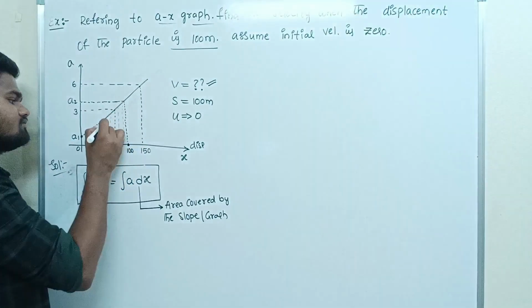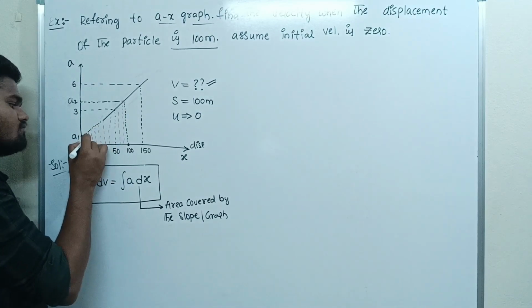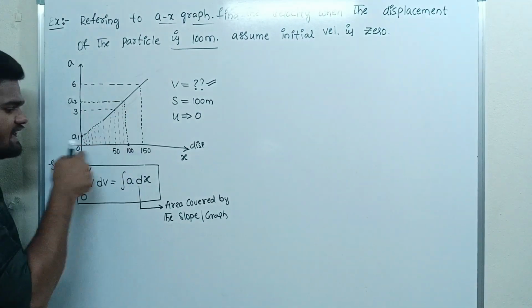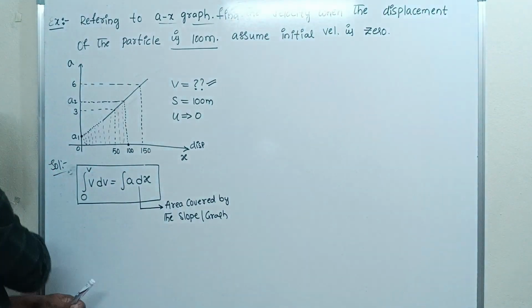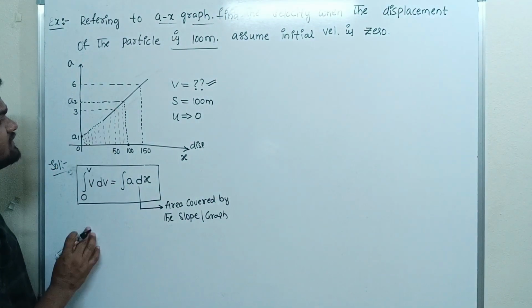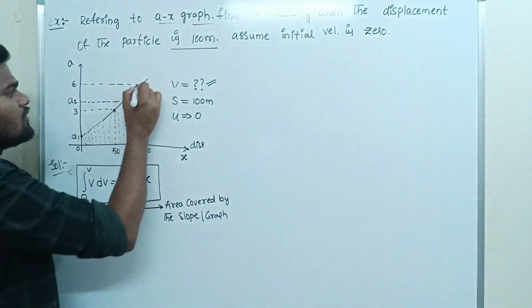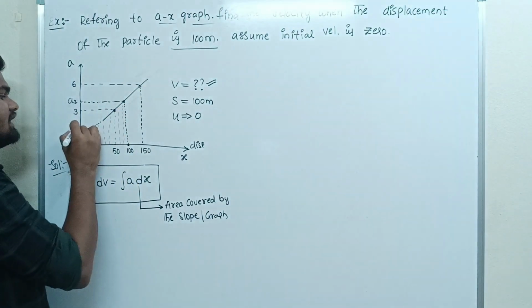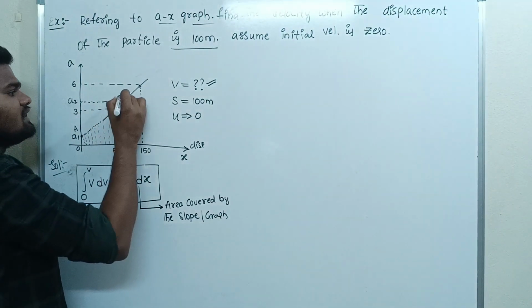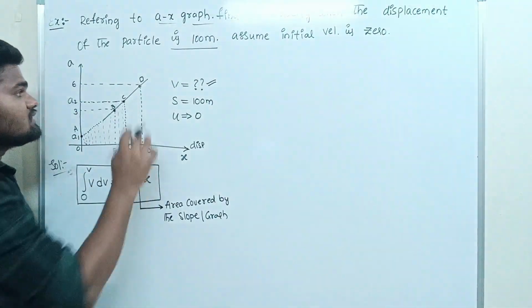Okay. So this area gives what? Integration of a dx. That area gives what? Integration of a dx. So have a look. I'm just taking the points. I'm just finding the points. Have a look along the x-axis. Let us say this is a point A and this is a point B. This is point C and this is what? Point D.